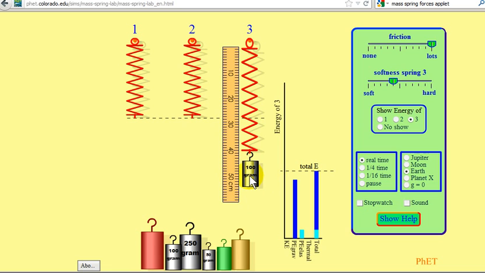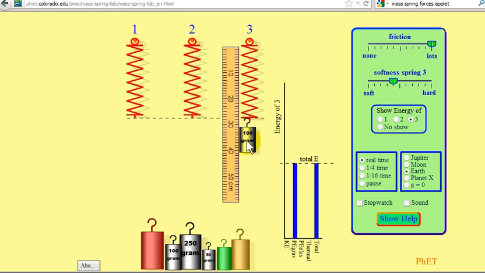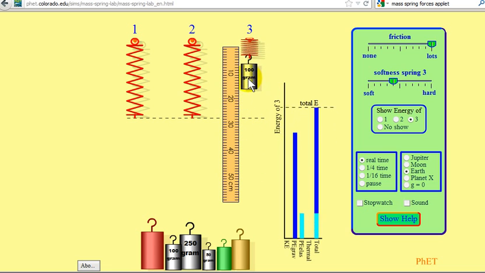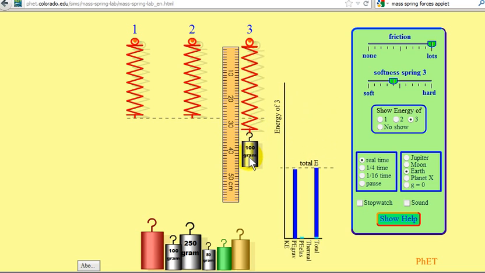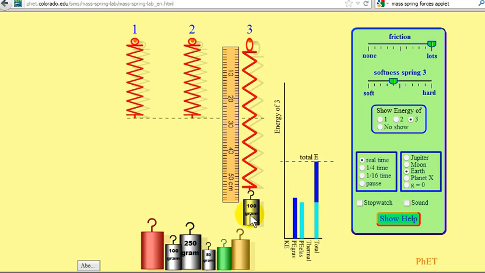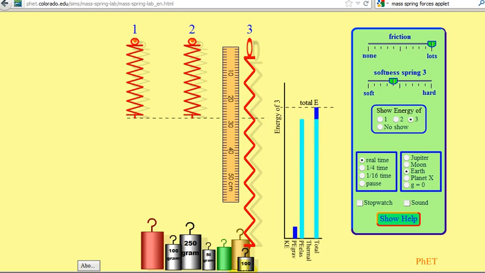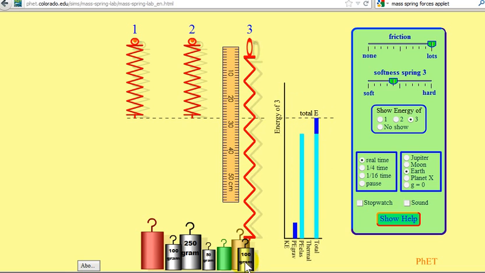So we could increase that height by raising this mass up. So you can see that that dark blue bar rises up. Or we could decrease the height by stretching the spring. So the dark blue bar decreases.